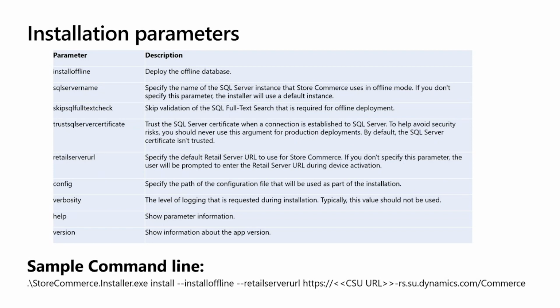And we also talk about the retail server URL, which is again key. Specifying the default retail server URL at the time of installation would ideally help you prevent the details from having to be specified at the time of activation. So if you don't specify the parameter, the user will be prompted to enter the retail server URL manually during the device activation. So you can skip this by providing the retail server URL.